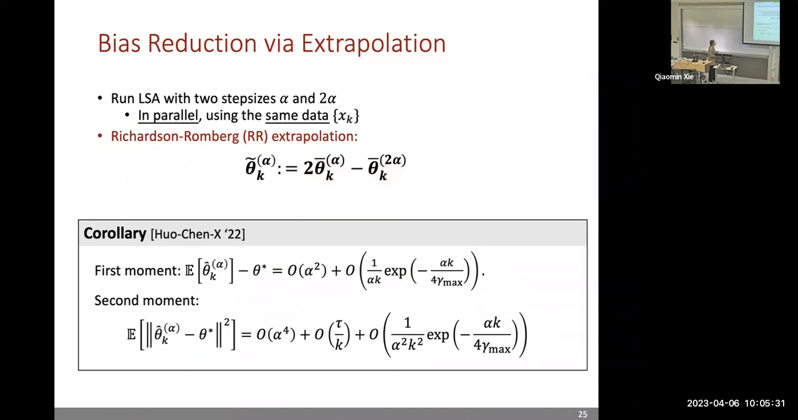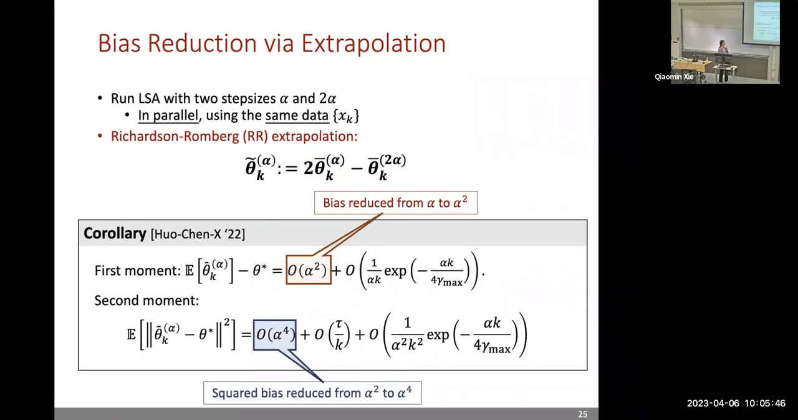And in particular, we have the following results for the new iterates we construct by the extrapolation. I want to point out here, the bias can now be reduced from alpha to alpha squared. And similarly, for the second moment, the bias is reduced from alpha squared to alpha to the power of 4. So now you can see just by running two iterates, you can significantly reduce the bias.